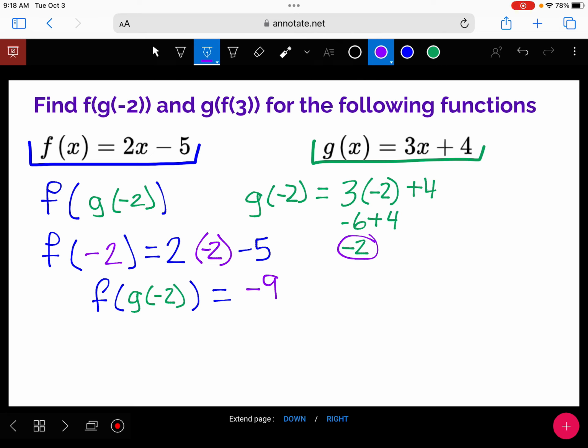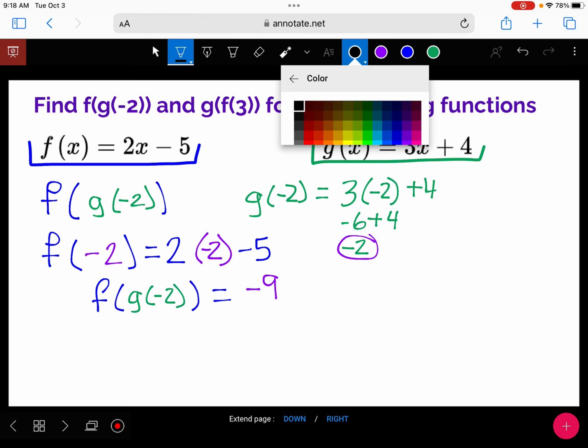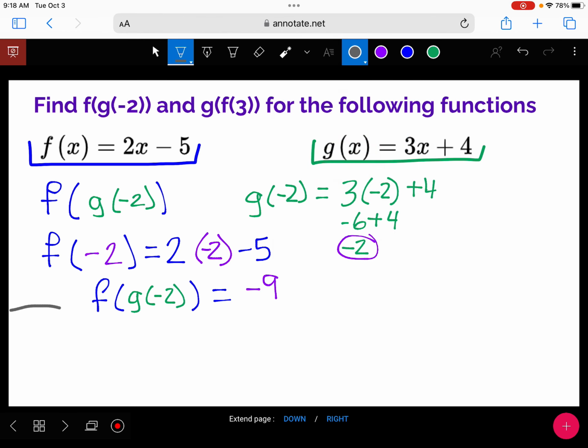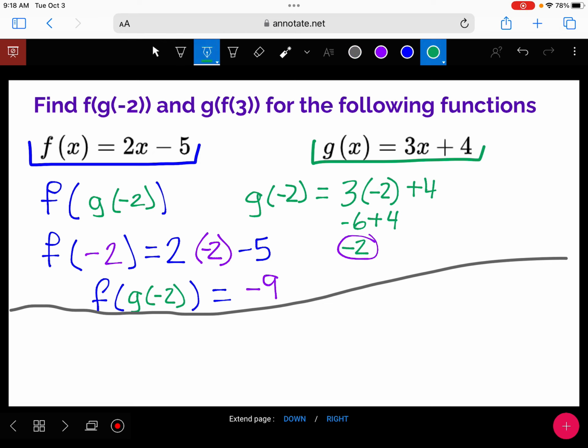And we're going to try that again the other direction with our second one. I'm going to give us a little barrier here so we don't blend them together because I'm using the same colors. Because our next one, we're going to do g of f of 3.